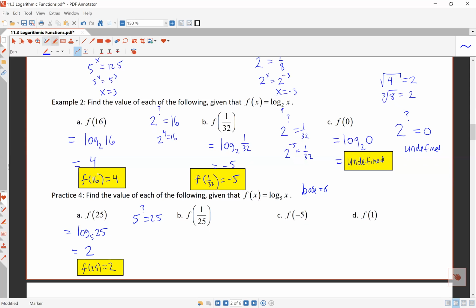If we do 1/25, then that's the log base 5 of 1/25. I'm asking myself, what power would I raise 5 to get 1/25th? Because it's a reciprocal, the output to this needs to be a negative number, and 5 to the negative 2 is 1/25.